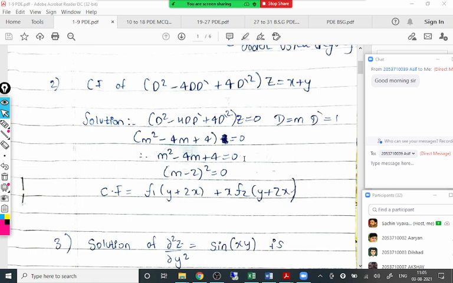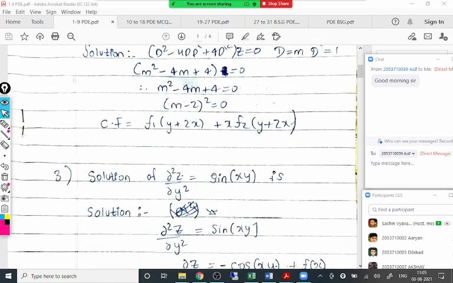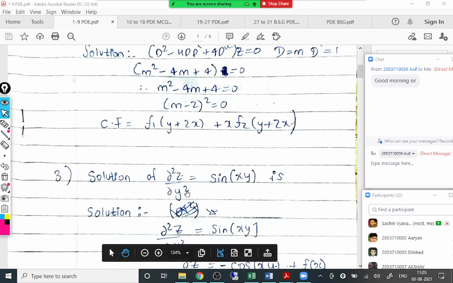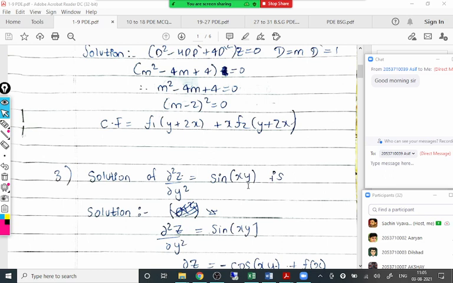Okay, so question number 3: we want the solution for ∂²z/∂y² equal to sin(xy). No special method required. It is direct integration, because you observe the differential coefficient is equal to a function of x and y. We just integrate this equation 2 times with respect to y and we get the answer.